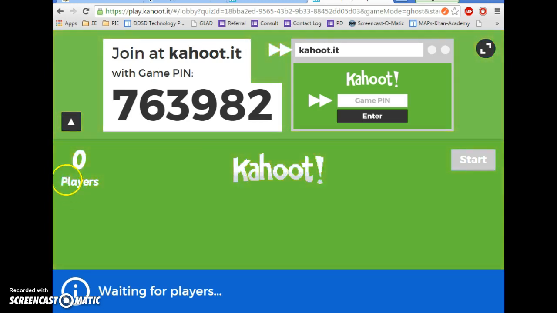They're going to pop up down here. It'll tell you how many players there are. And when everyone's in, you can press start. It will go to your first question, and students will have a time limit in order to answer it. If they don't answer in that time, then they don't get an answer, essentially. They don't get to play for that one question.